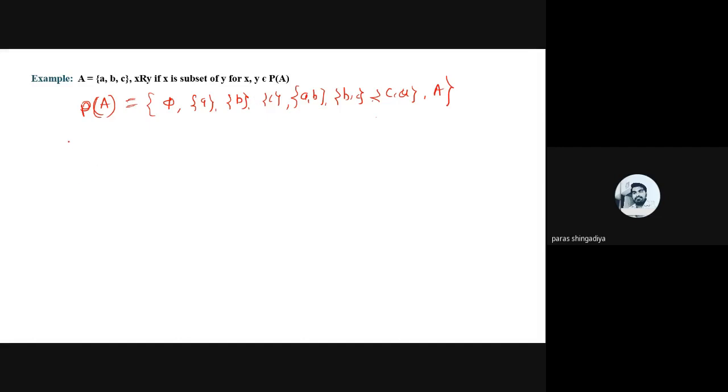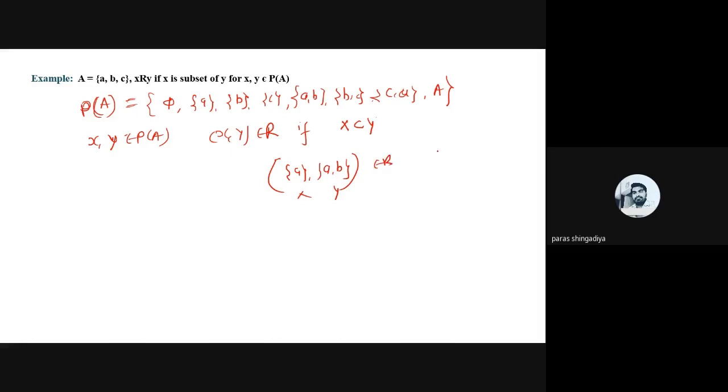And here the condition is, for the elements x, y belonging to P of A, we say that (x, y) belongs to the relation if x is a subset of y. If x is a subset of y, then we can say that this pair (x, y) belongs to R, meaning the pair will be in the relation. For example, let us take {A} as x and {A, B} as y. I have considered this pair as x and y.